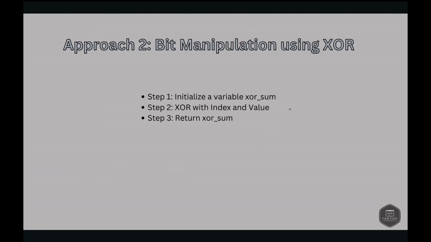Approach 2, bit manipulation using XOR. So here the idea is, in the given range we XOR all array elements with their index. Since the XOR of a number with itself is 0, we'll be getting the number which is missing in this range. So step 1, we just initialize the variable XOR sum, and then we XOR this with the index and the value, and then we return XOR sum.